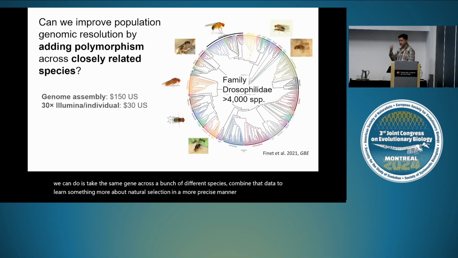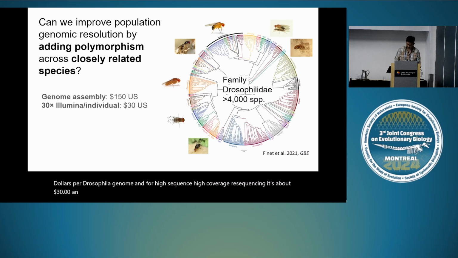And to do this, we've been, for the last few years, developing methods just to do really, really cheap sequencing, taking advantage of liquid handling robots and amazing technicians like Hannah, who's here in the audience. And we've gotten the cost of genome assembly down to $150 per Drosophila genome, and for high coverage resequencing, it's about $30 an individual, all-inclusive. So that really allows us to go out there, collect any Drosophila species, collect population genomic data, and just start spamming this across the entire tree of the entire family.